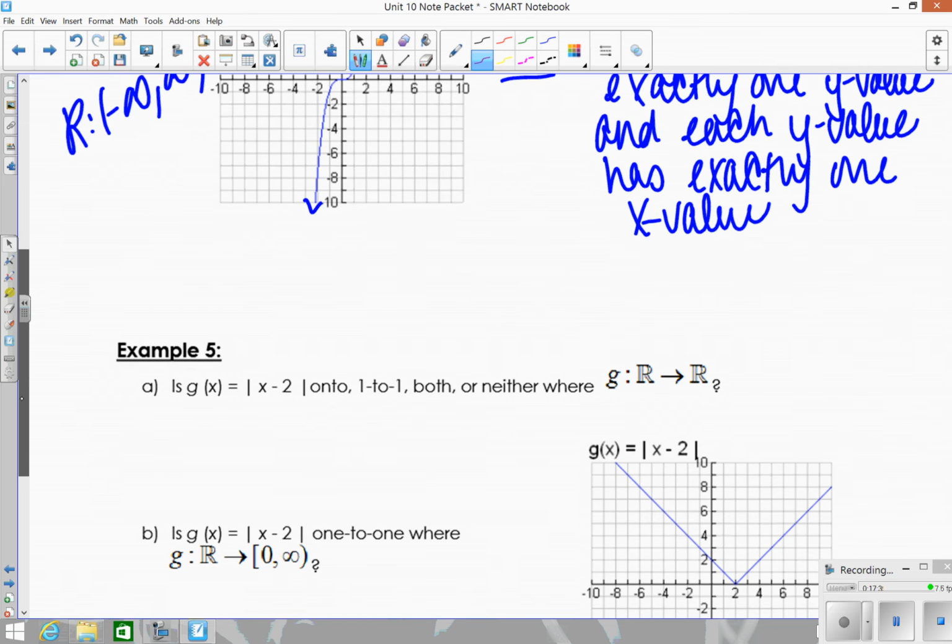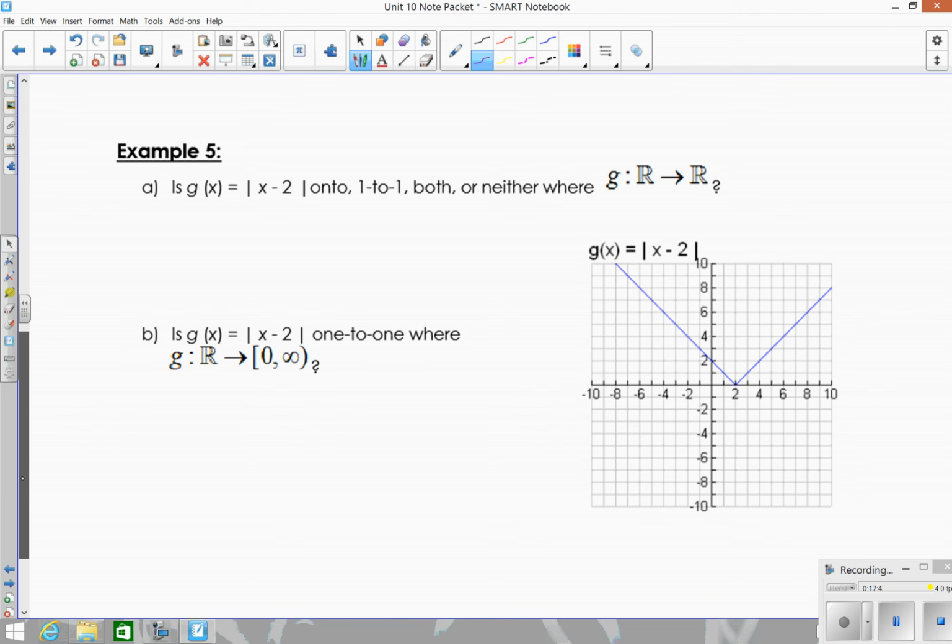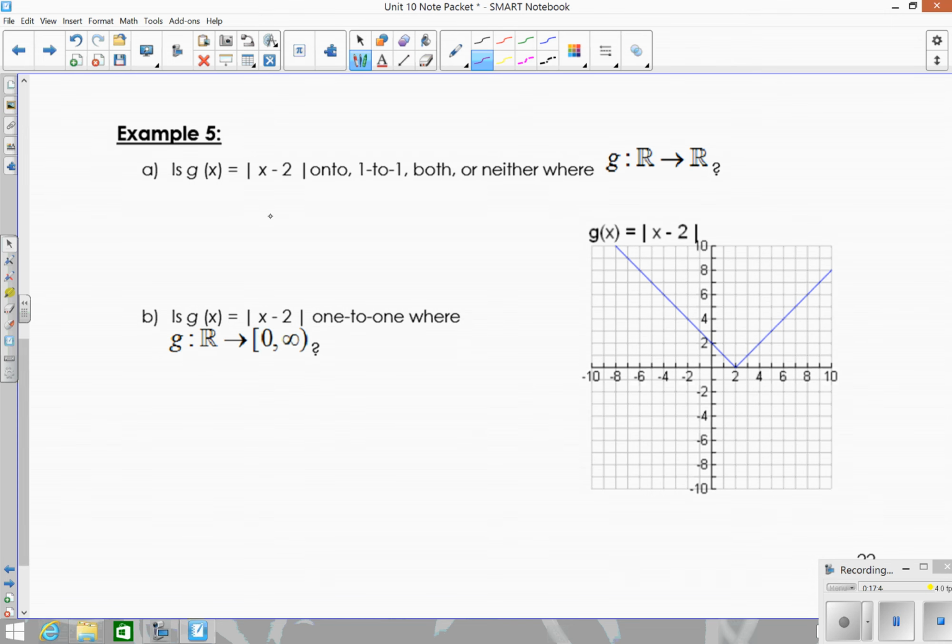So last example, we have this absolute value function, |x| minus 2. So here's a graph of that. Keep in mind this is going to keep on going in both directions. First thing we want to do is take a look at this on the reals going to reals, which is our mapping for our function. So these are our x's that we're looking at. Here's our y's that we're looking at.